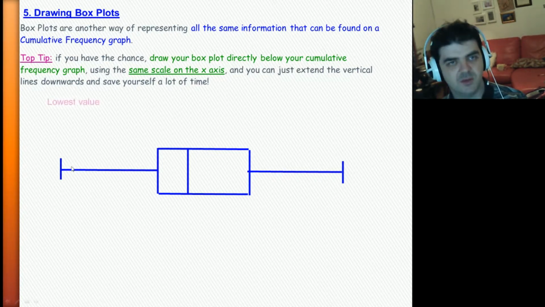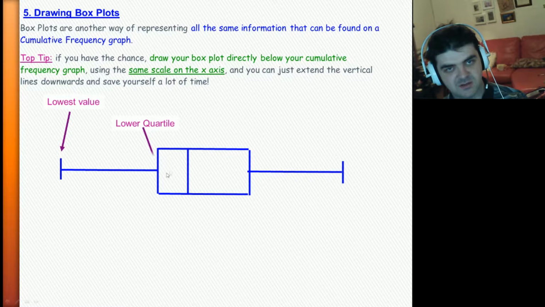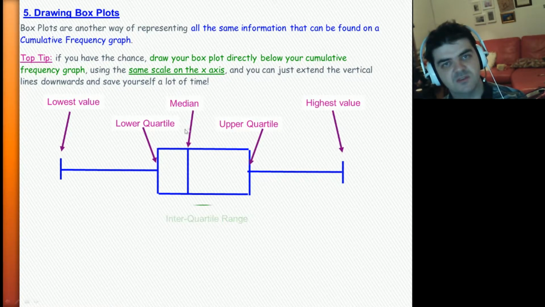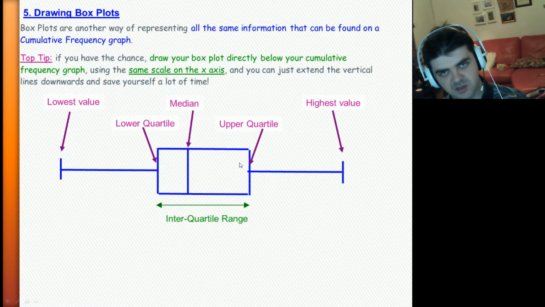And we're going to go left to right. So the lowest value is on the left. The very lowest value of your data range goes on the left. The lower quartile is next, so the value for the lower quartile goes there. Next comes the median, and that goes in the middle there. Upper quartile goes there, and the highest value goes there.